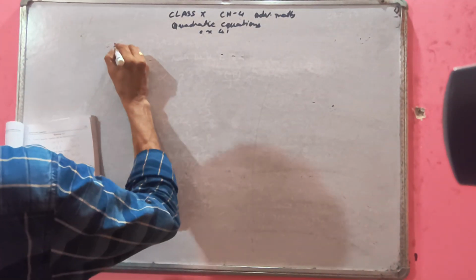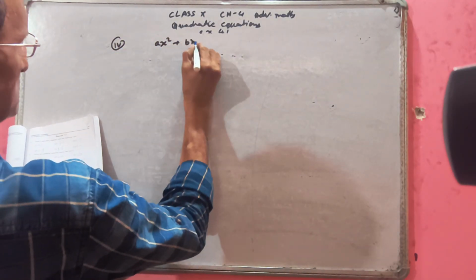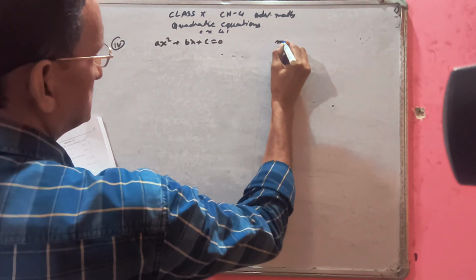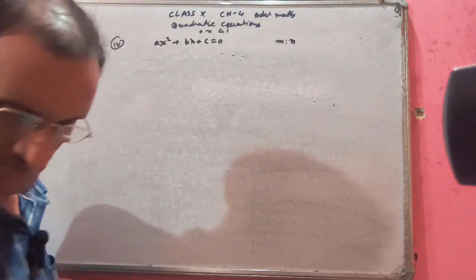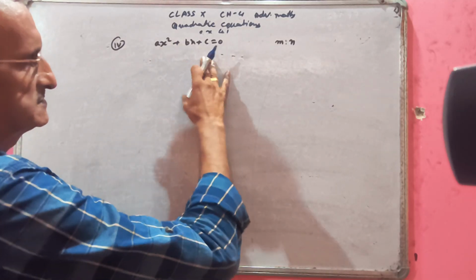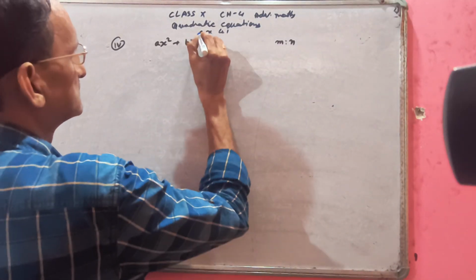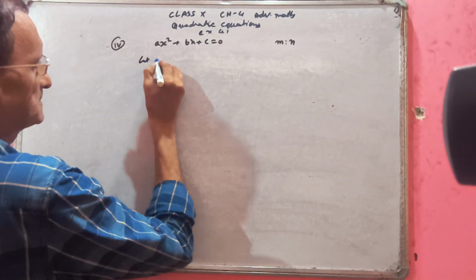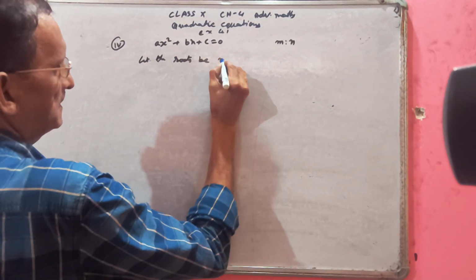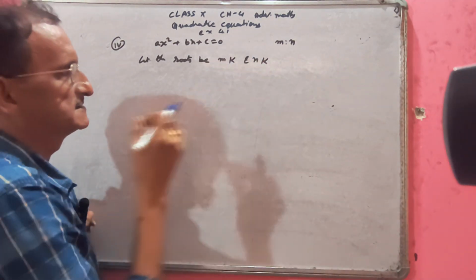Question number 4. Again the equation is given in the general form only, ax square plus bx plus c equal to 0, and the condition given is that the roots are in the ratio m is to n. This is an important question, not difficult. We need to find under what condition. So let the roots be mk and nk. To remove the ratio sign, we need to consider a constant, no?